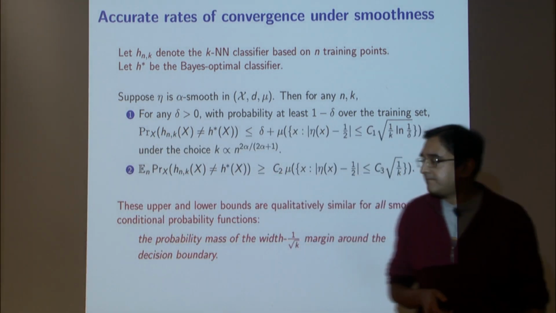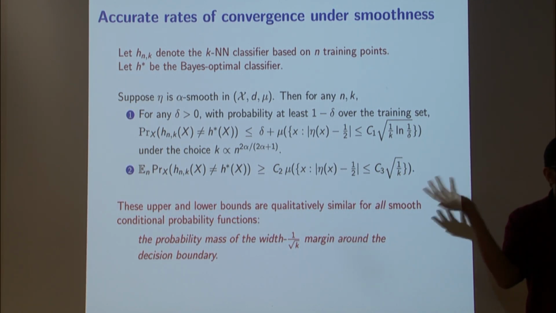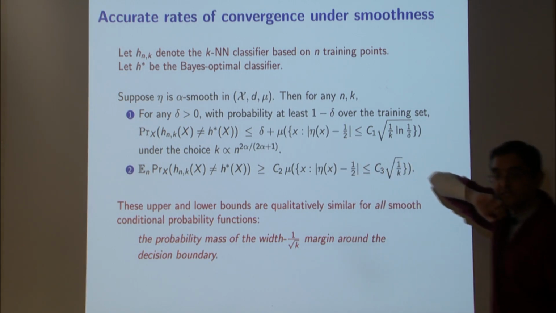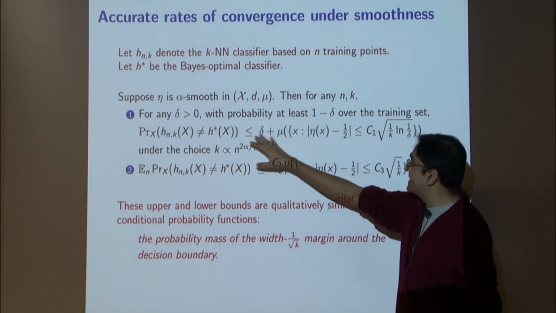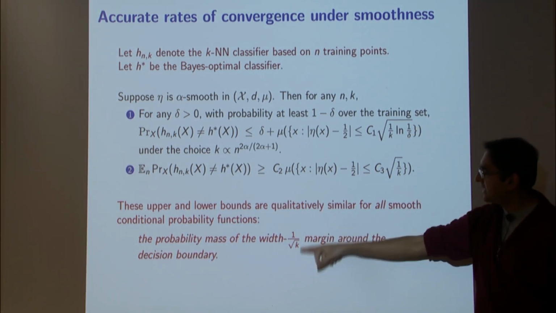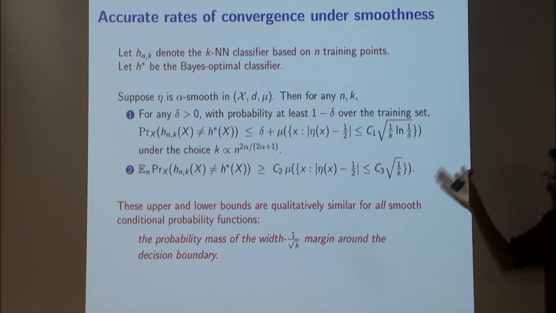So now you can give bounds that hold for the specific distribution as long as it is alpha smooth in that sense. Let's say you have a distribution that's alpha smooth according to that notion I just mentioned. Then you can show the following upper and lower bounds. The error rate of the nearest neighbor classifier is upper bounded by this, and lower bounded by this. And both upper and lower bounds look a lot like this. It's basically: look at the region of space whose eta of x is between a half minus 1 over square root k and a half plus 1 over square root k, and just look at the probability mass of that window. And that's basically what the error rate is.